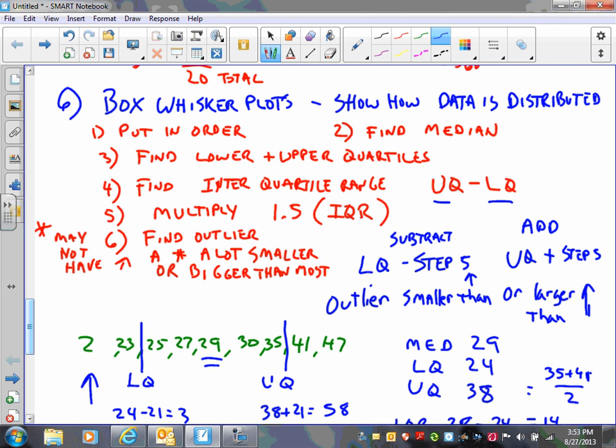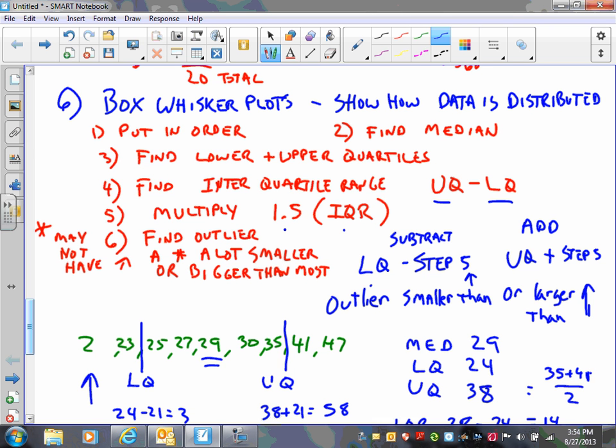Outliers are numbers that are a lot bigger or a lot smaller than the rest of your numbers. And there's a mathematical formula for it. It's 1.5 times whatever you got for the interquartile range. That was step 4. Once I know that number from step 5, I subtract it from my lower quartile. And if I have any numbers smaller than what I get when I subtract, that's going to be an outlier. I do graph it, but I don't connect it with the rest of the box and whisker plot. And to see if I have a bigger outlier, I add it to my upper quartile. And if I have any numbers bigger than that, that's an outlier.